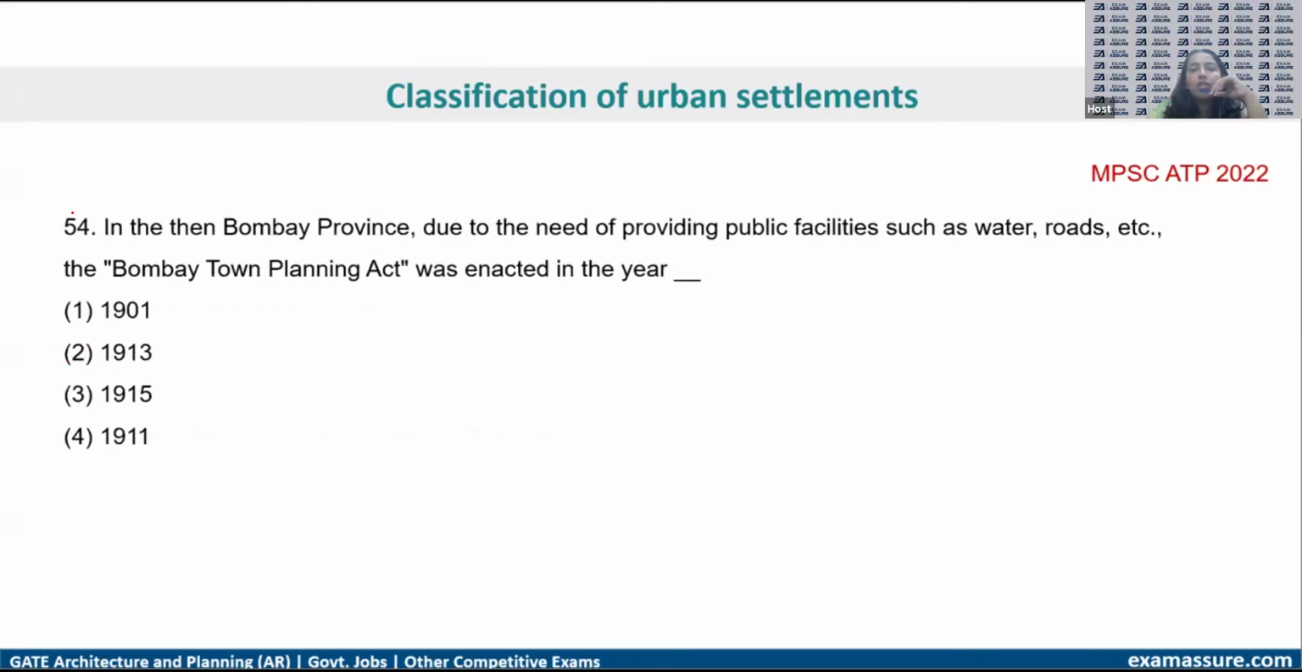So another question from the 22 examination that happened recently. In the Bombay province, due to the need of providing public facilities such as water, roads, etc., the Bombay Town Planning Act was enacted in the year... correct. That is 1915. Option 3. Right?